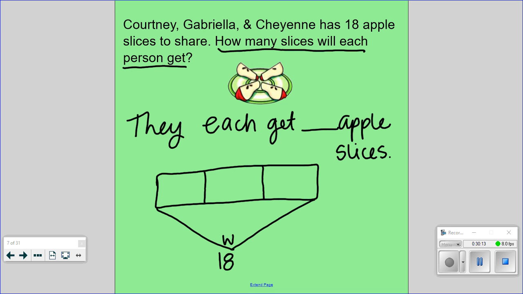Alright, let's make an equation. What kind of equation can I make with this?